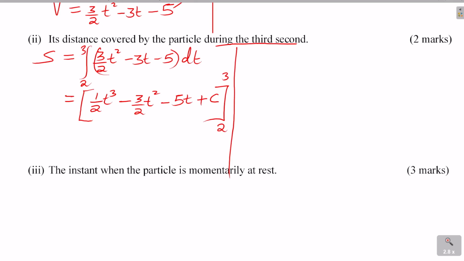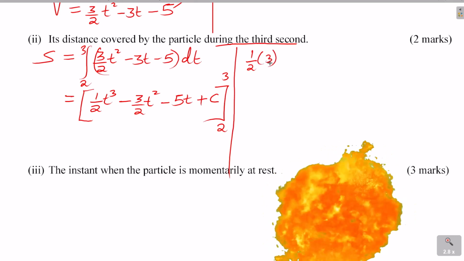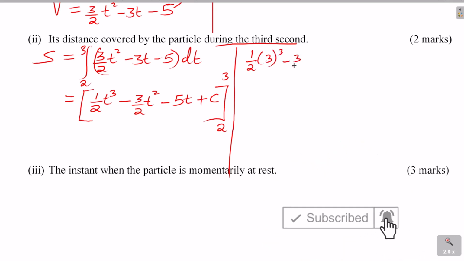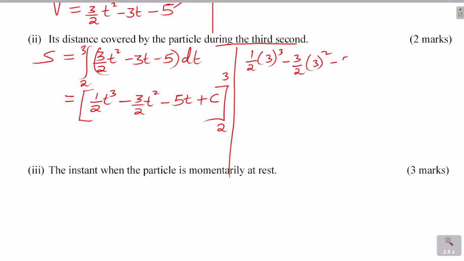So from there, we shall now substitute. We substitute the value of t when t is equals to 3. So when t is equals to 3, we substitute that on first. So this will be 1 over 2, then 3 cubed minus 3 over 2, 3 over 2, t is 3 squared minus 5, then this is 3. We're not going to include the constant, since when you subtract, the constant will be eliminated.